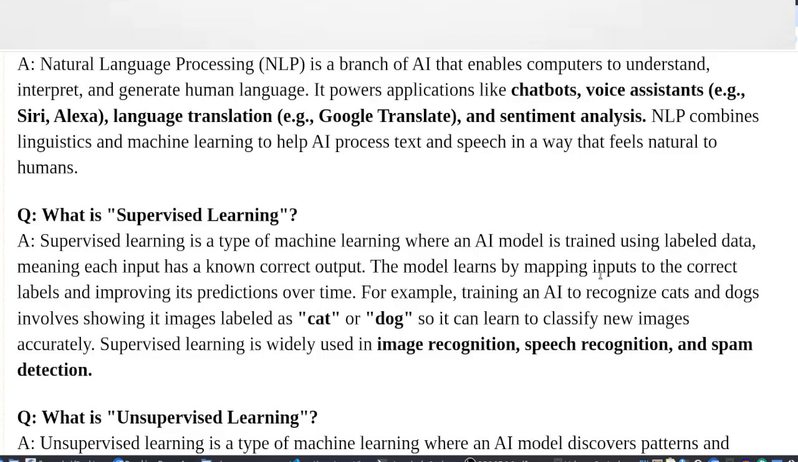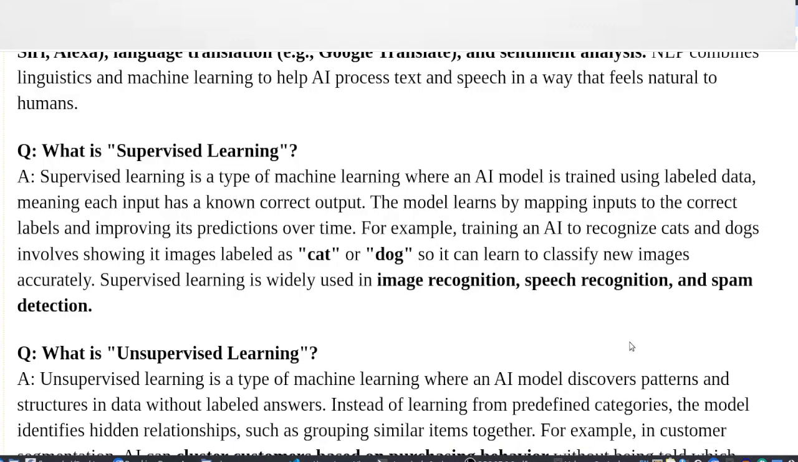What is supervised learning? Supervised learning is a type of machine learning where an AI model is trained using labeled data, meaning each input has a known correct output. The model learns by mapping inputs to the correct labels and improving its predictions over time. For example, training an AI to recognize cats and dogs involves showing it images labeled as cat or dog, so it can learn to classify new images accurately. Supervised learning is widely used in image recognition, speech recognition, and spam detection. Almost all the traditional machine learning uses this approach. We just have to label the data, and then use that labeled data for training the model.